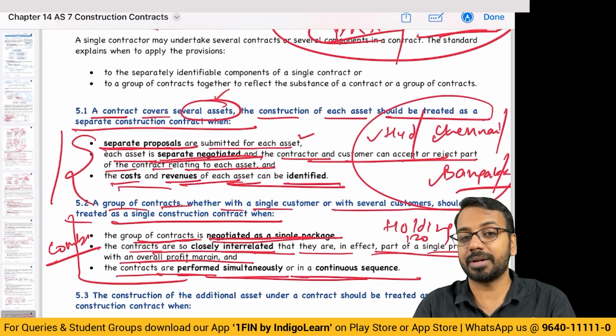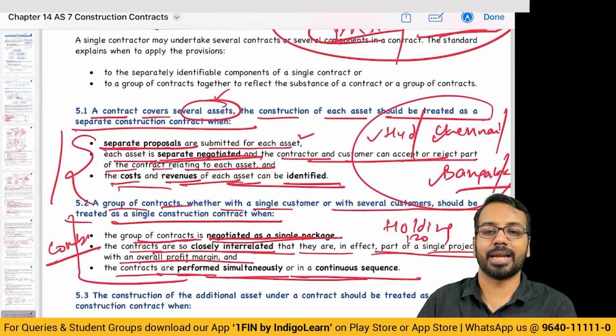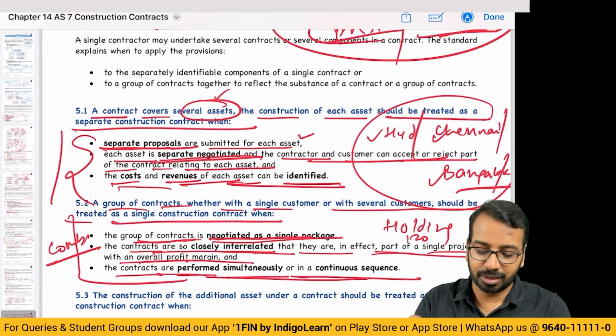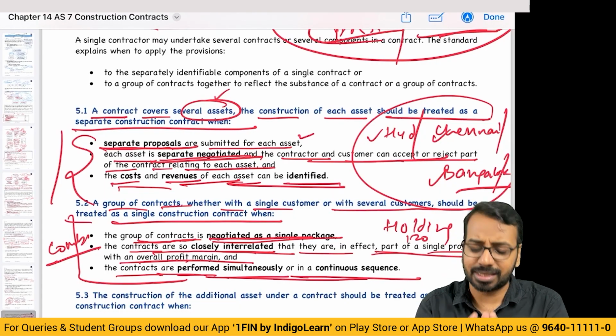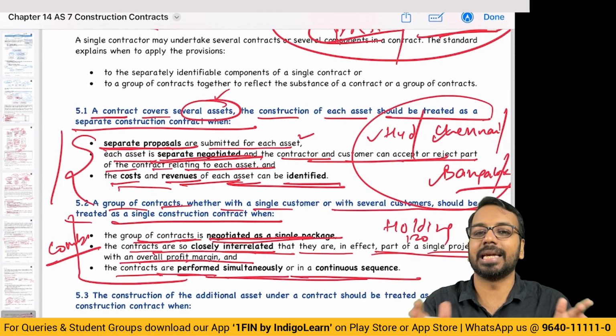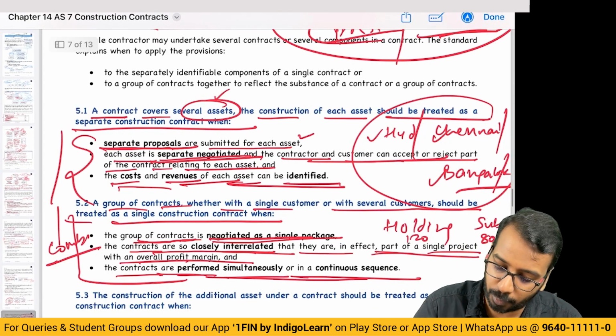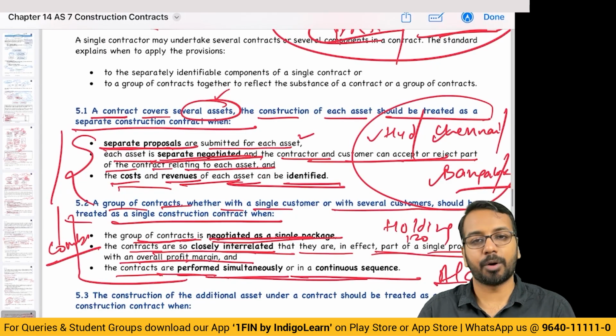Okay, so basically what you are saying is, look at the substance of the contract, not the legal form of the contract. If the substance of the contract says that this has to be combined, you should combine. If the substance says that it has to be segregated, you will segregate or segment. See, this is more from an accounting point of view.